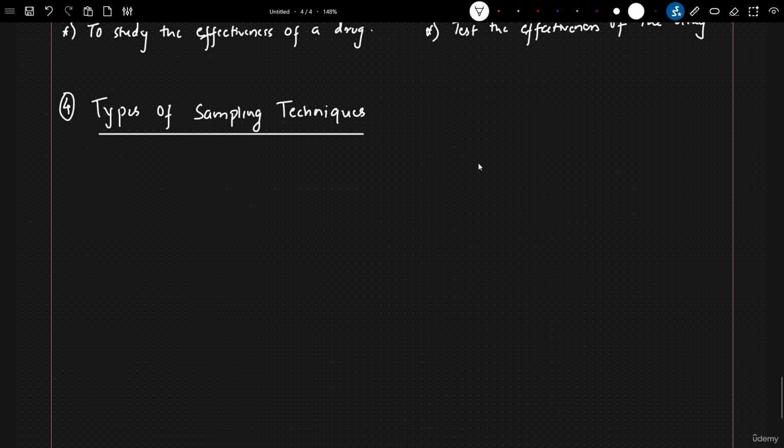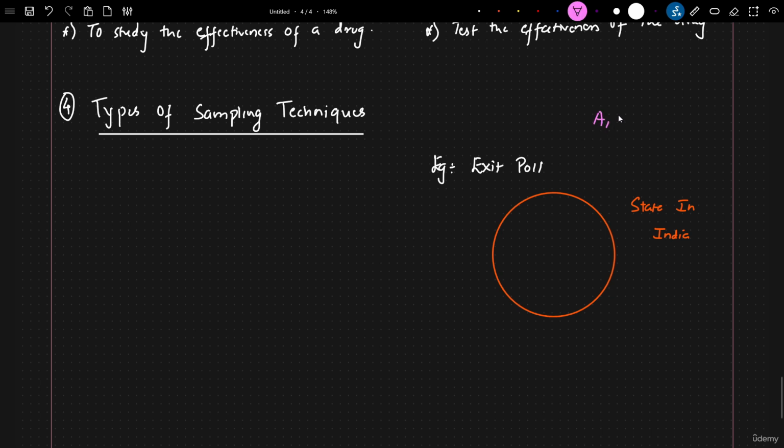Let's say that I have a use case over here, and this use case is very common. Let's say after an election, an exit poll is conducted. Now, what exactly is an exit poll? Let's say this is the entire population of a specific state in India, and recently an election was conducted. Many news channels do this exit poll to understand whether party A may win or B may win or C may win or D may win.